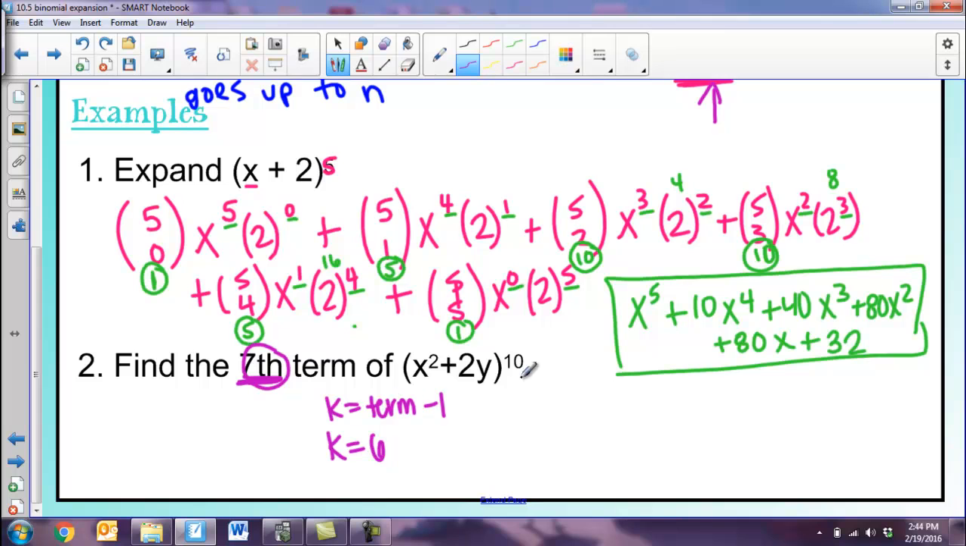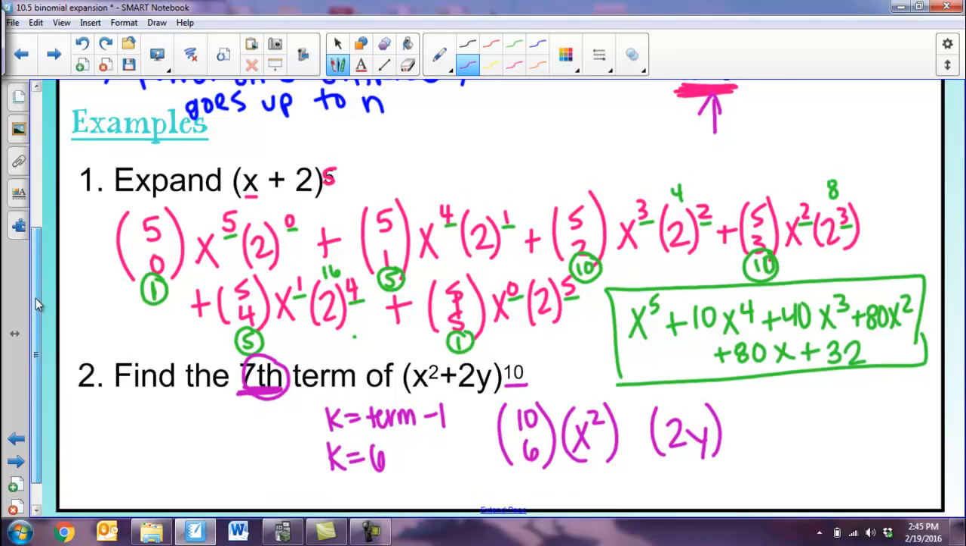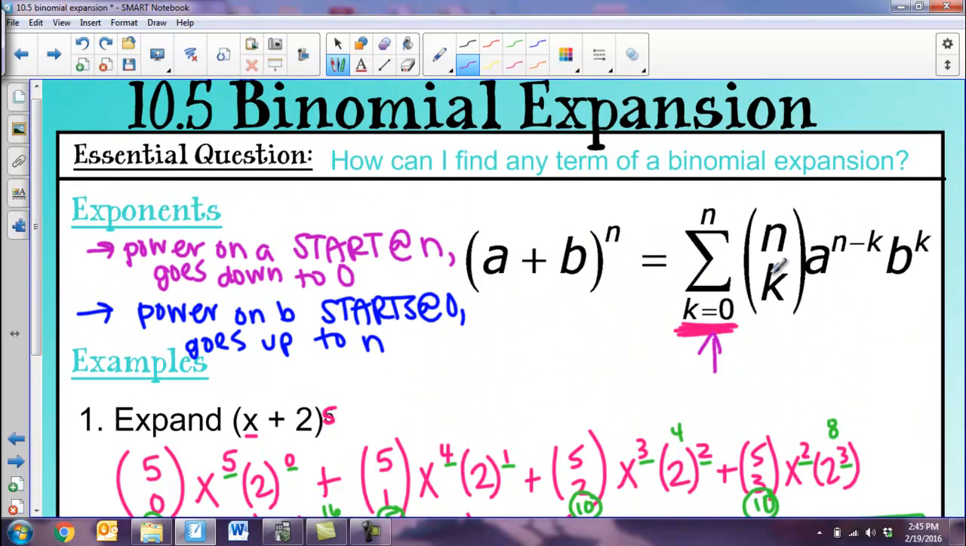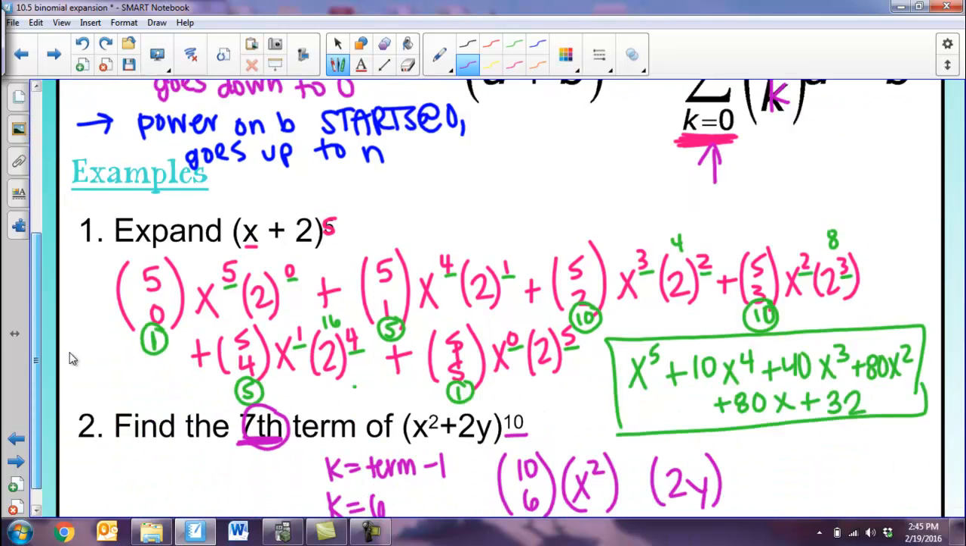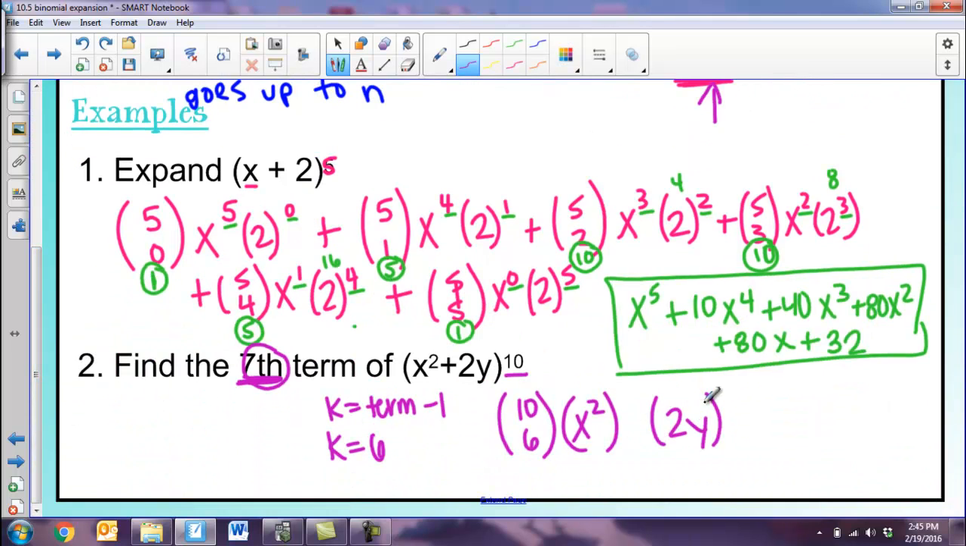So what I would do here, I take my total expansion, my 10, then I'm going to put in the 6, and then I have my two terms. I have x squared raised to some power, and I have 2y raised to some power. Now the easiest way I know that this works is if you look at this formula, this k, this choose thing, is always the same as the exponent on the b. So I know that this exponent on this guy needs to match right here. So this should be a 6 in this exponent.